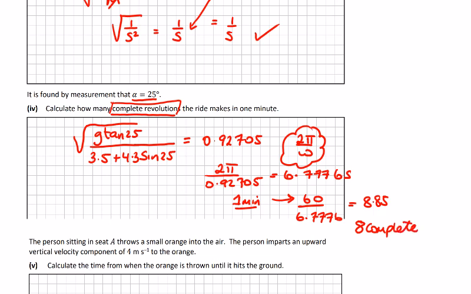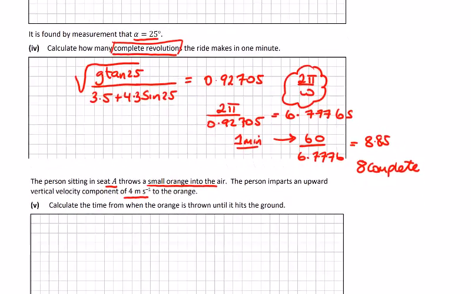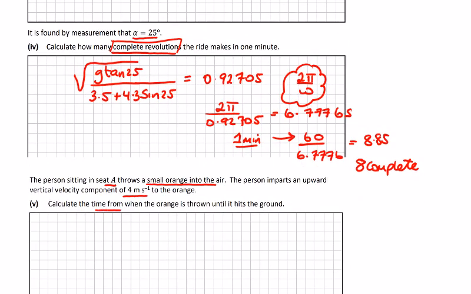And then a person sitting on seat A throws a small orange in the air. The person imparts an upward vertical velocity of 4 meters per second. Calculate the time from when the orange is thrown to when it hits the ground. So if we are sitting here, we're 6 meters above ground. If we throw it up, it's going to go up and stop, and then it's going to come back down. So we could get the time taken to get up to here, and then the time taken to get to the bottom and add them together.